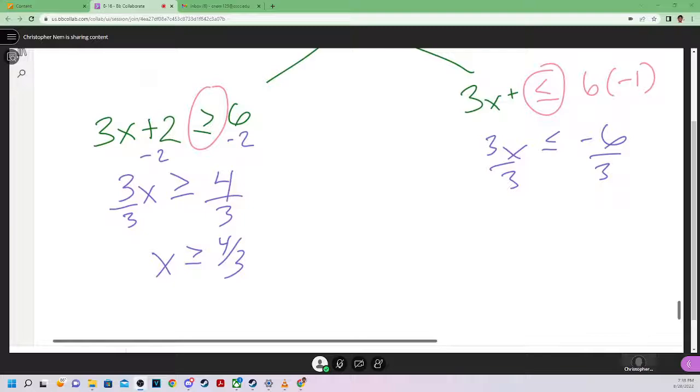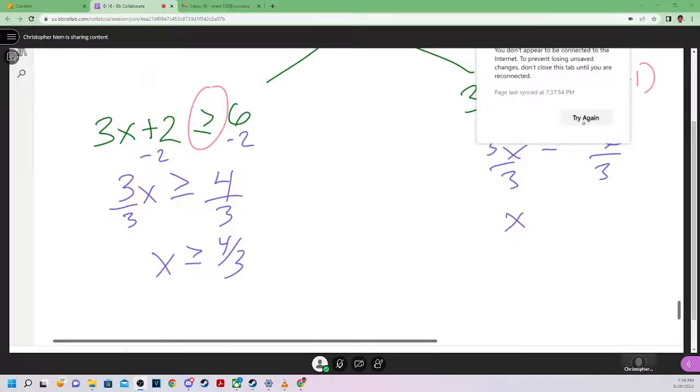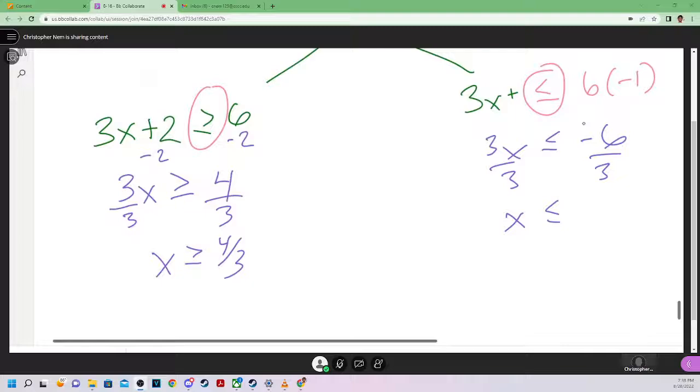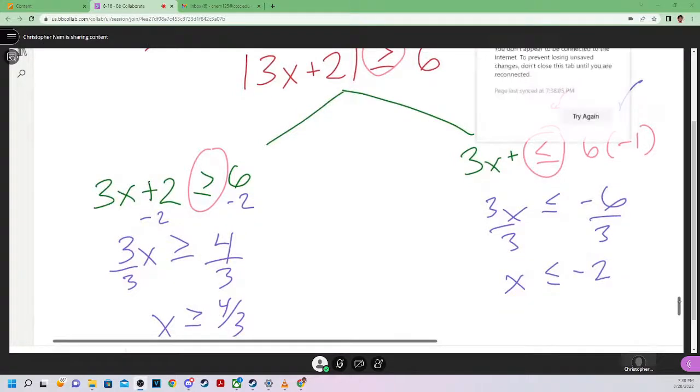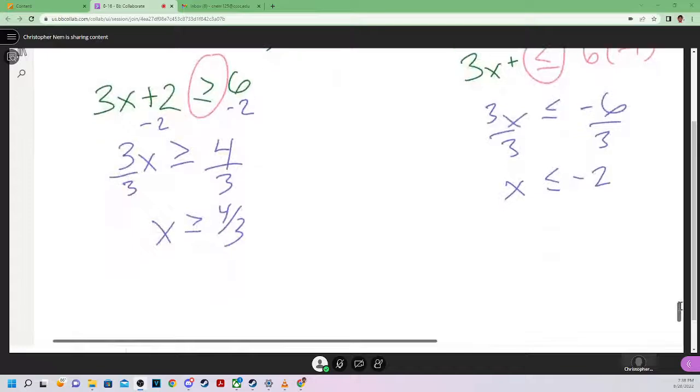Now, even though I have a negative number dividing by a positive, because I divide by a positive and not a negative, I do not change the direction. So it stays as the same symbol, -2. I changed the direction early on when I multiplied by -1 over here, but I do not need to change it when I divide by 3. So now I have this.